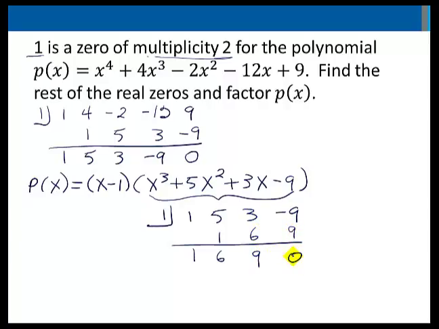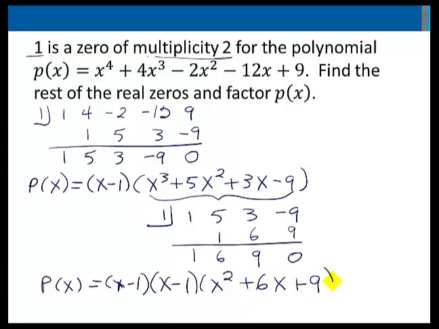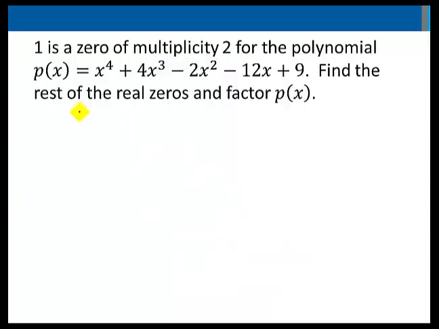So I factored the polynomial p of x further into x minus 1 times x minus 1 times x squared plus 6x plus 9. And I've run out of room here, so we'll need to go on to another clean sheet here. Okay, so p of x equals x minus 1 squared times x squared plus 6x plus 9.